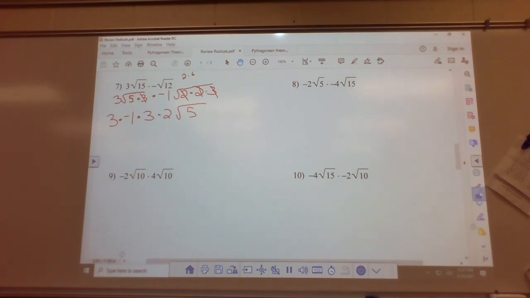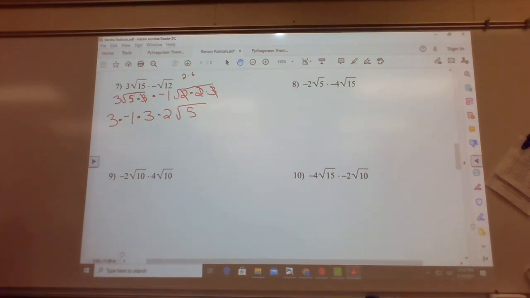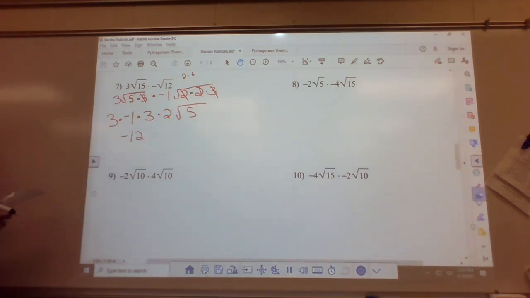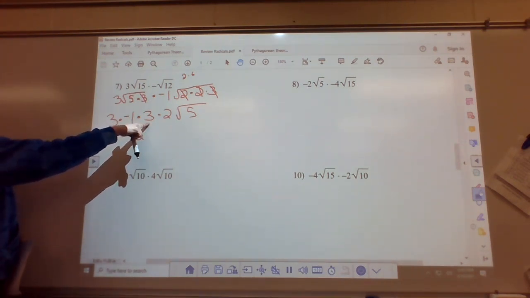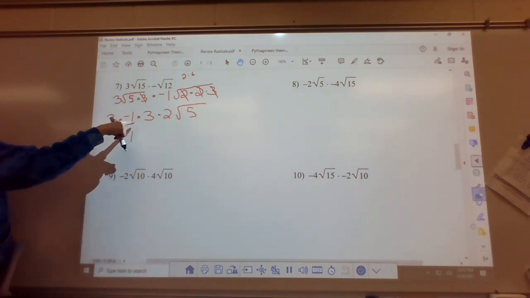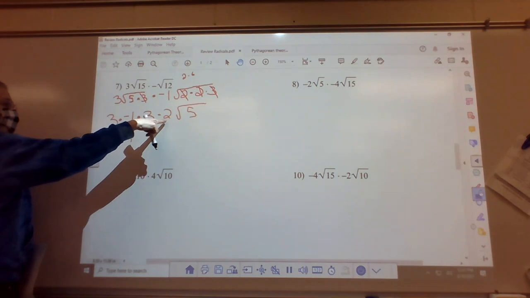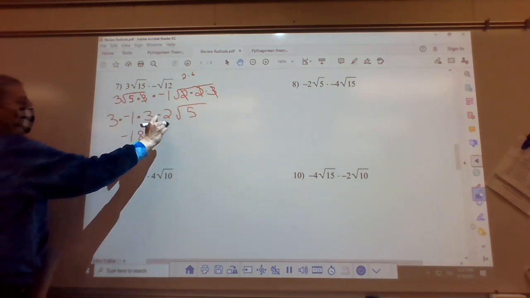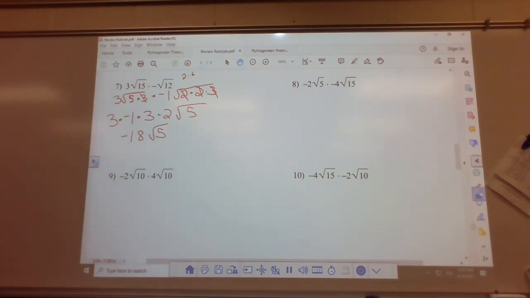Now I just got a little bit of cleanup. 3 times negative 1 times 3 times 2. Negative 12. And then, wait a minute, 3 times 3 is? Oh, no, it's 18. I'm going to say negative 12 doesn't sound right. 3 times 3 is 9. 9 times 2 is 18. And then this will change it to negative 18. Radical 5. So negative 18, radical 5.